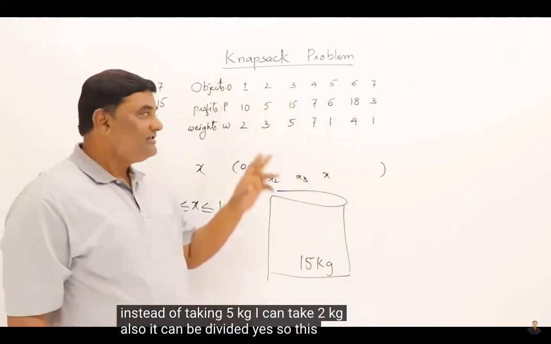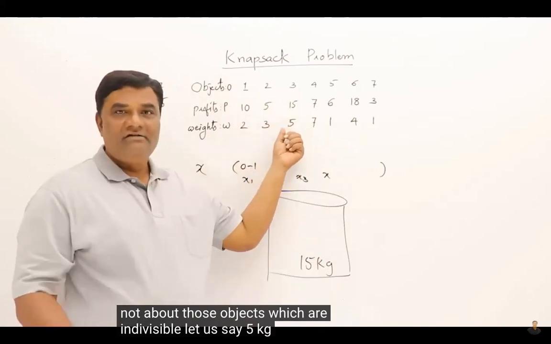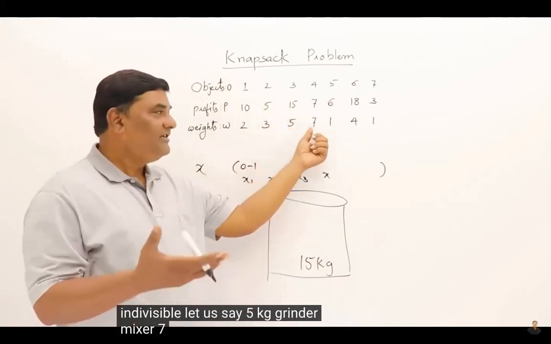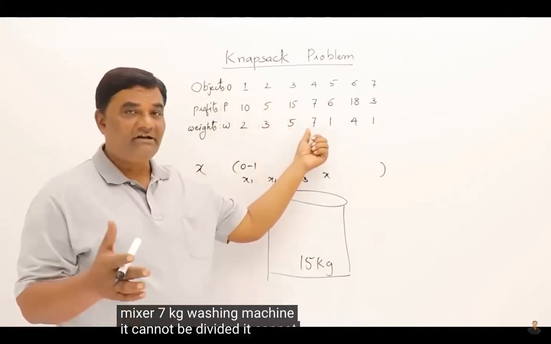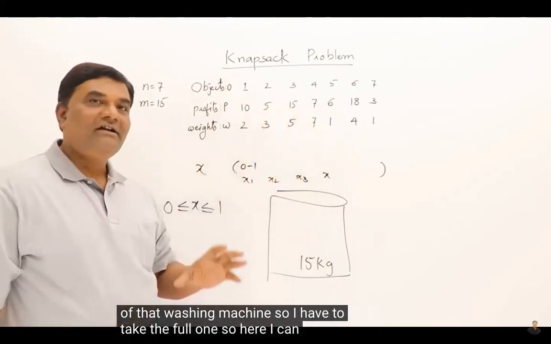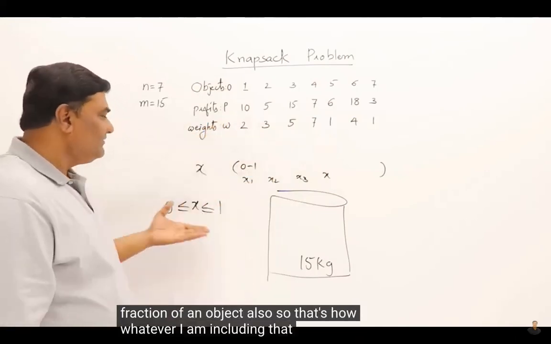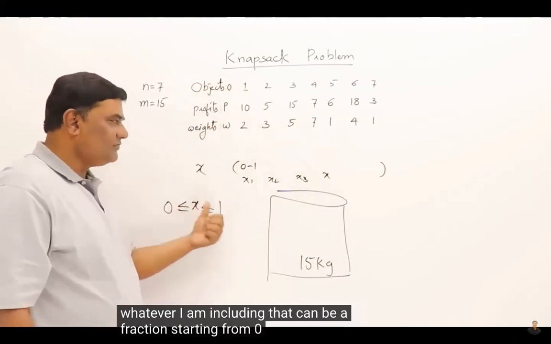Yes. So this is not about those objects which are indivisible. Let us say 5 kg grinder, mixer, 7 kg washing machine. It cannot be divided. It cannot take half of that washing machine. So I have to take the full one. So here I can take the fraction of an object also. So that's how whatever I am including, that can be a fraction starting from 0 to 1.